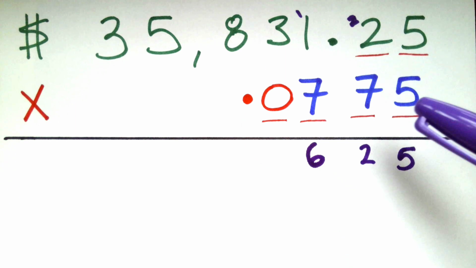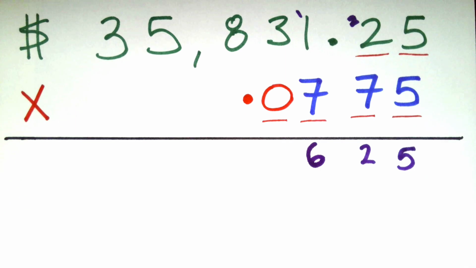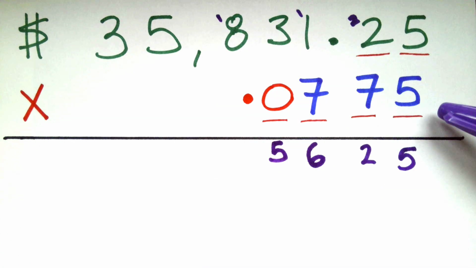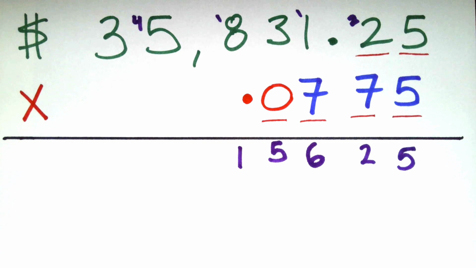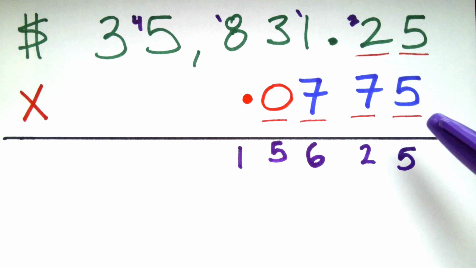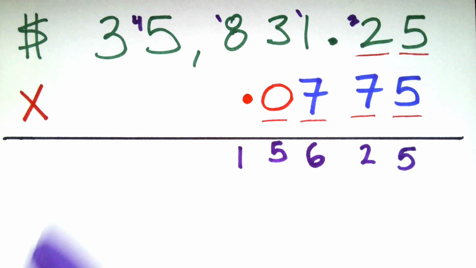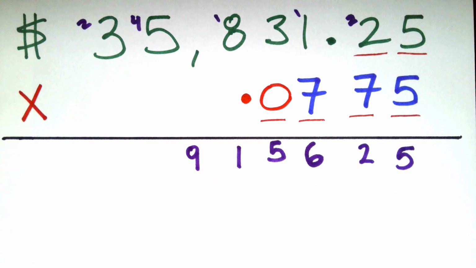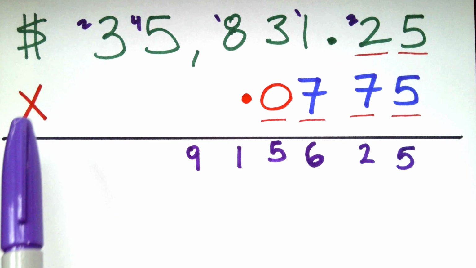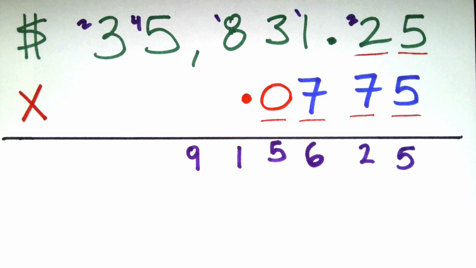All right, what's 5 times 3? 5 times 3 is 15. I have my 5. I carried my 1. What's 5 times 8, and then add that 1? 5 times 8 is 40, plus the 1 is 41. I write down the 1. I carry the 4. And 5 times 5 is 25, plus the 4. And finally, 5 times 3 is 15, plus 2, 16, is 17.